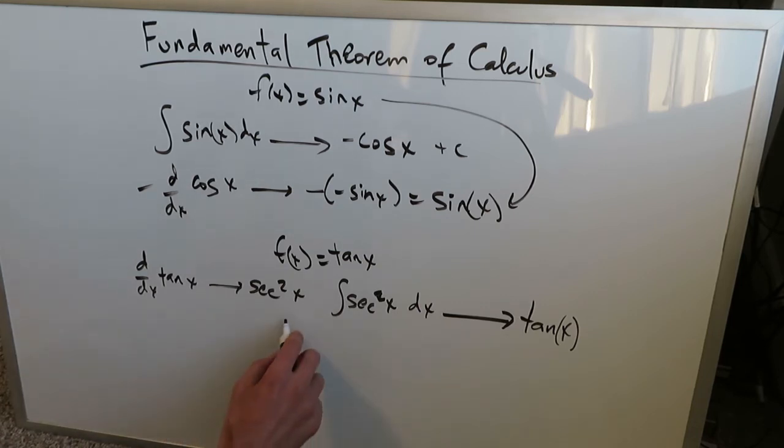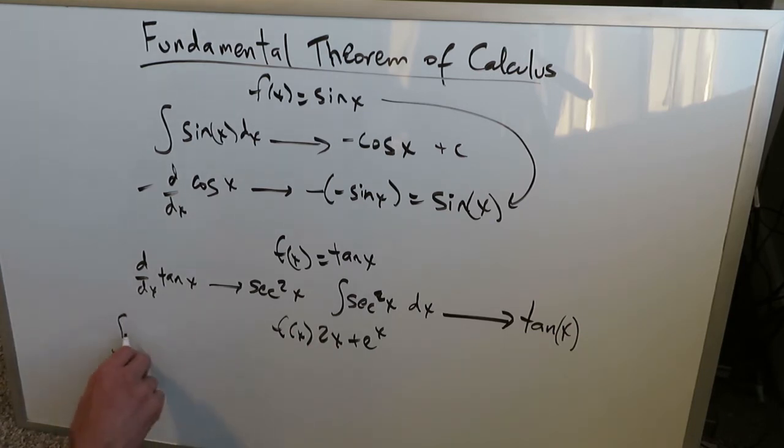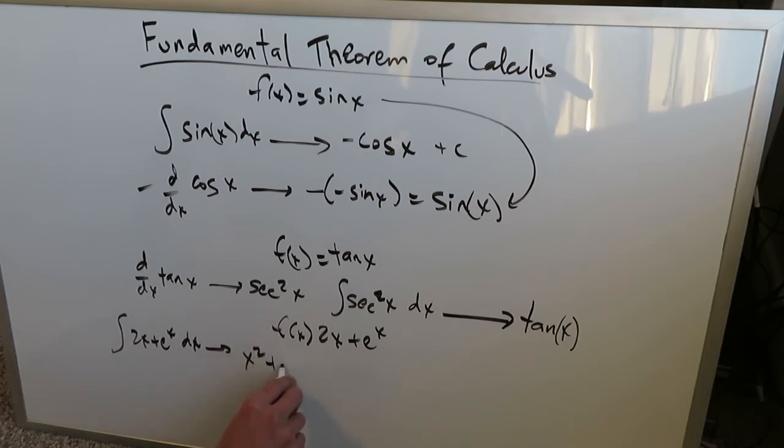How about this? If an original function is 2x plus e to the x, let's do the integral of this. If you do the integral, you would get this: 2x will become 2x squared over 2, which becomes x squared, plus e to the x, plus c, the constant of integration. This right here would represent your antiderivative.